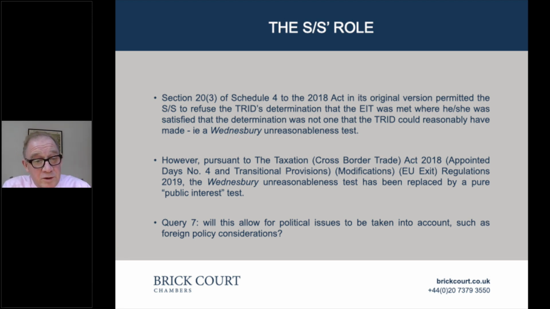So the question, query number 7, is would that allow political issues to be taken into account, such as foreign policy considerations? One could imagine perhaps a trade agreement being negotiated by an independent UK with a third country, and that third country was subject to trade measures in the form of anti-dumping duties, let's say, which have been ported across, or a new investigation had been started. Would the Secretary of State in those circumstances potentially take into account the larger issues, political issues, when determining whether the imposition of duties on the relevant products would be in the public interest? Something to watch.